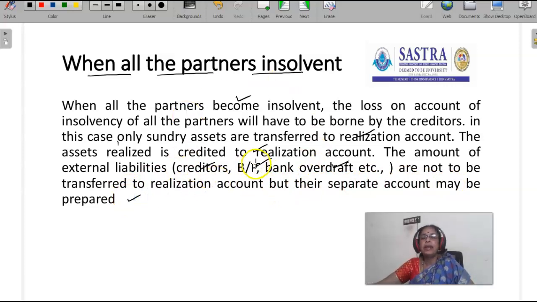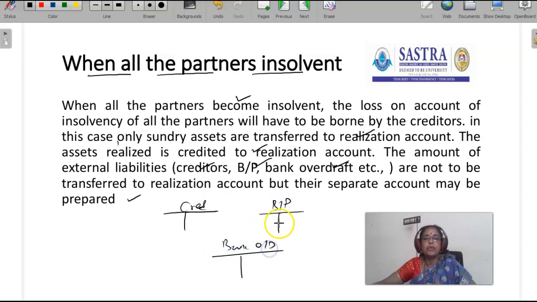In this case, while we prepare the realization account, we transfer only the sundry assets and the assets realized. Sundry assets is debited, assets realized is credited. The external liabilities like creditors, bills payable and bank OD are not transferred to realization account, but we have to open separate accounts: a separate account for creditors, a separate account for bills payable and a separate account for bank OD. They should not be transferred to the realization account. We transfer only the sundry assets, the assets realized and the expenses.